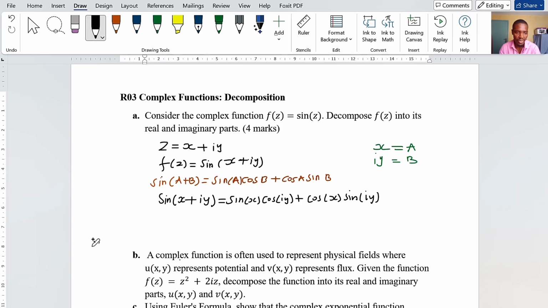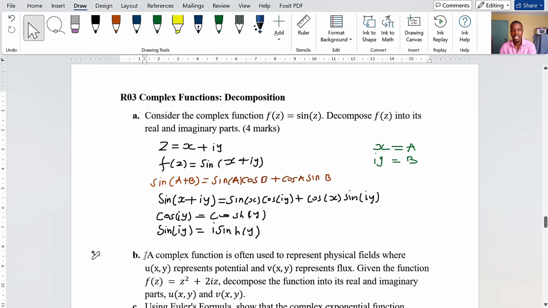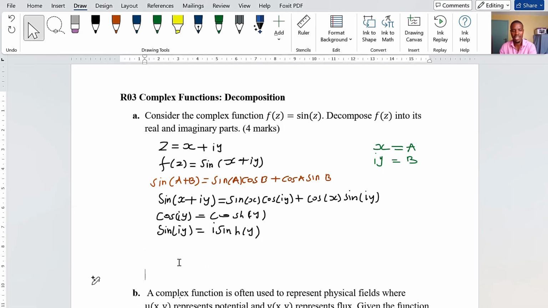So we also know that cos iy is the same as hyperbolic cos of y. We can prove that, but not now because we were not asked to do that. And also we know sine iy is i hyperbolic sine of y. Now, having done that, this is what we have.